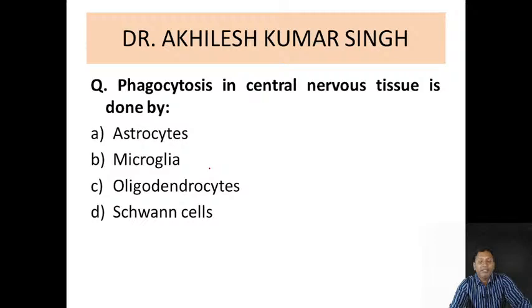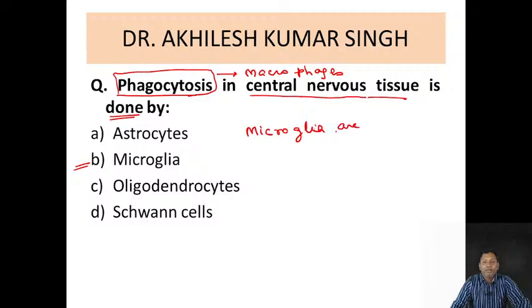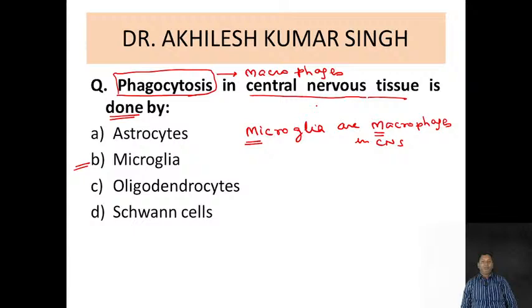Look at another question here. The phagocytosis in the central nervous system is done by whom? The macrophages. Right. So which one is the macrophage in the central nervous system? The macrophage in the central nervous system is the microglia. So remember this microglia: M for microglia and M for macrophages. They are the macrophages in the central nervous system, and they will do the phagocytosis.